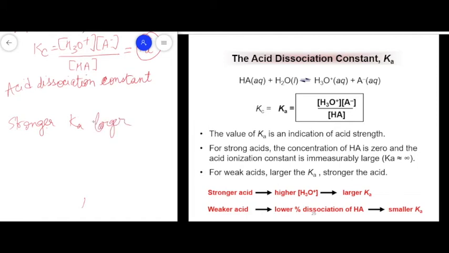Larger the Ka, stronger is the acid, which means if I take pKa, it's going to be a reverse relationship. So the larger the pKa, weaker would be the acid. Why? Because pKa essentially is negative log of Ka, so we basically make this relationship inverse. Larger the pKa, weaker would be the acid. Smaller the pKa, stronger would be the acid.